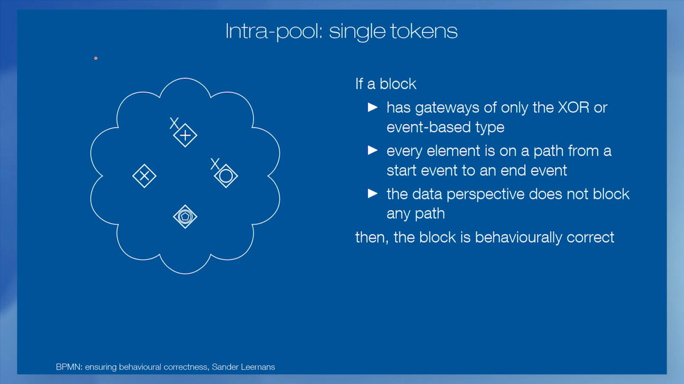So if you can identify such a group of BPMN elements, then you can conclude that that group at least is behaviorally correct. And you can combine this with the other, right? The requirement we had with the previous one was that A and B were behaviorally correct. Now you can use this one to build your proof.